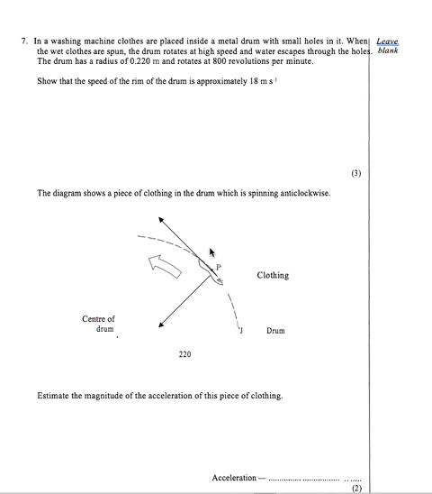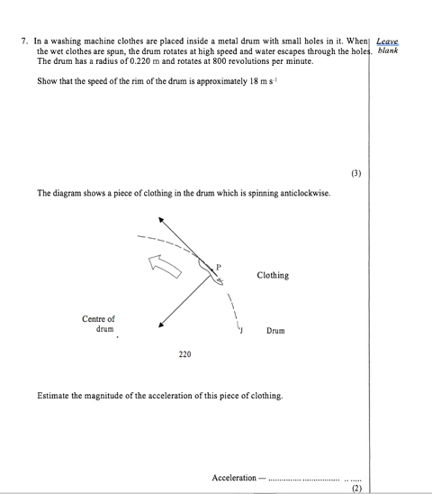To the washing machine question then. It tells us in a washing machine, clothes are placed inside a metal drum with small holes in it. When the wet clothes are spun, the drum rotates at high speed and water escapes through the holes. The drum has a radius of 0.220 meters. That's labelled here, not terribly well, but that's where it is, and rotates at 800 revolutions per minute. Show that the speed of the rim of the drum is approximately 18 meters per second.